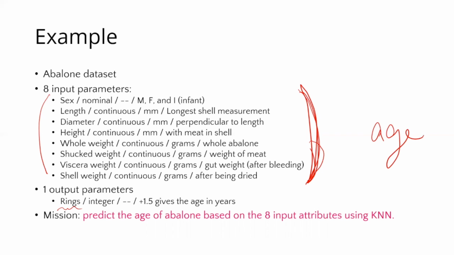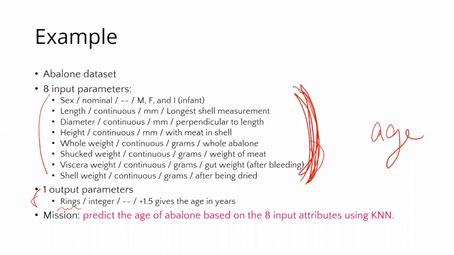So similar to the trees, abalone develops a ring, like geometric rings on the shell. And then, by counting them, you can estimate the actual age of the abalone. So that is going to be the output parameter in this abalone dataset. The mission here is, given these 8 features, which can be similarly measured, predict the age of an abalone by using this correlation in the database.